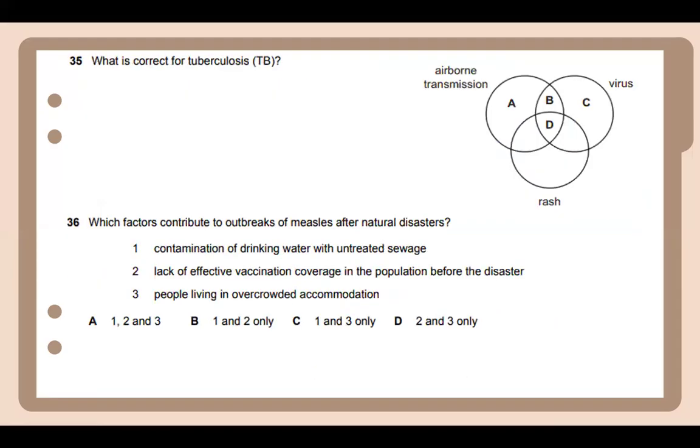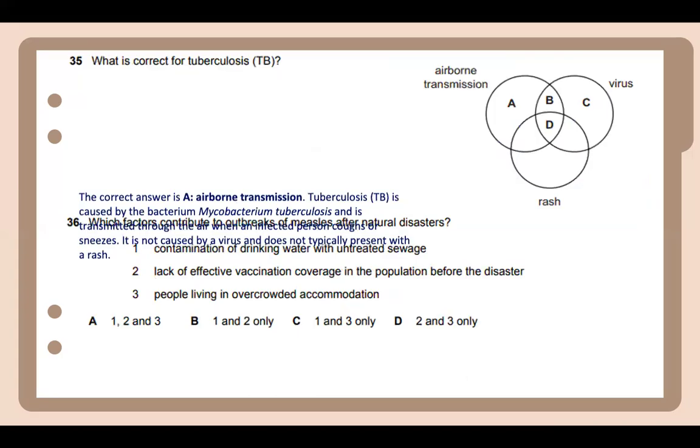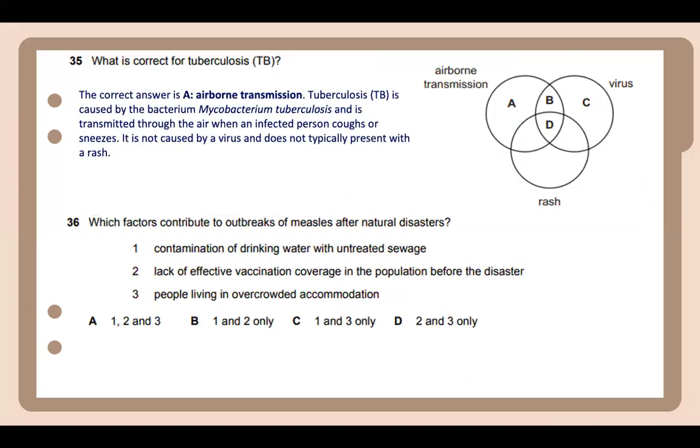What is correct for tuberculosis? The correct answer is airborne transmission. Tuberculosis is caused by a bacterium, Mycobacterium tuberculosis, and is transmitted through the air when an infected person coughs or sneezes. It is not caused by a virus and does not typically present with a rash.